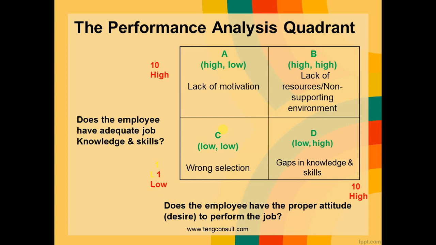If the person has the right attitude and high level of desire to do the job, but has gaps in his current knowledge and skills, then he belongs to quadrant D. He lacks certain knowledge and skills needed specifically for his job. If the person does not have the knowledge and skills needed for the job, and also does not have the right attitude nor desire to do the job, then he belongs to quadrant C. He is the wrong person for the job.